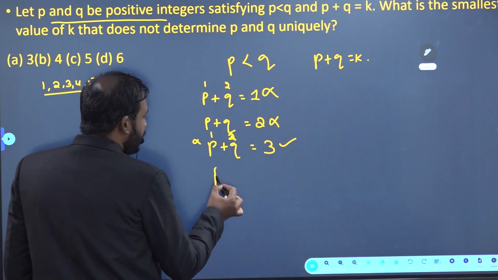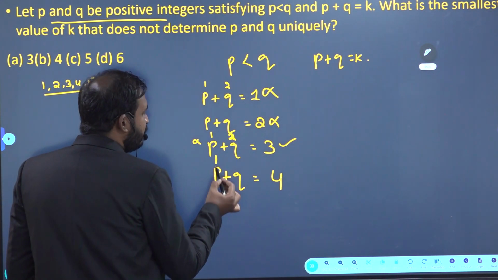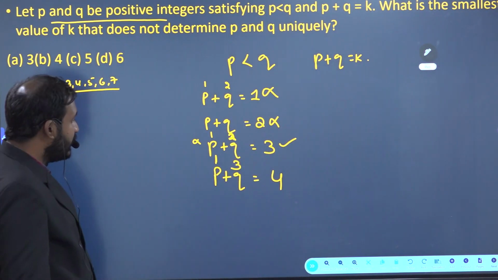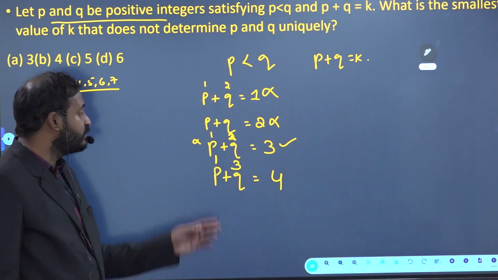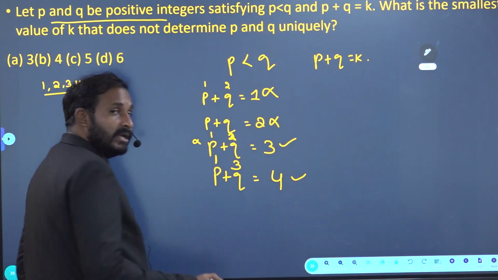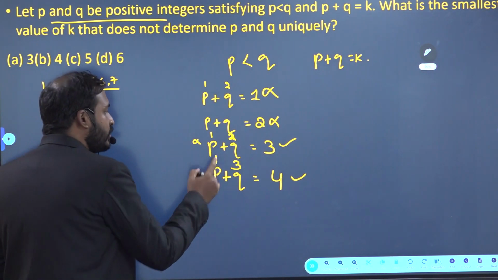Next, p plus q, if I take it as 4, what are the possibilities? I can take the p value as 1 and the q value as 3. One possibility. Can I take 2 and 2? No. Why? Because the p value should be less than q. Actually, p plus q as 4 is possible, but we are getting a unique solution. That means only one solution, p value as 1 and q value as 3.